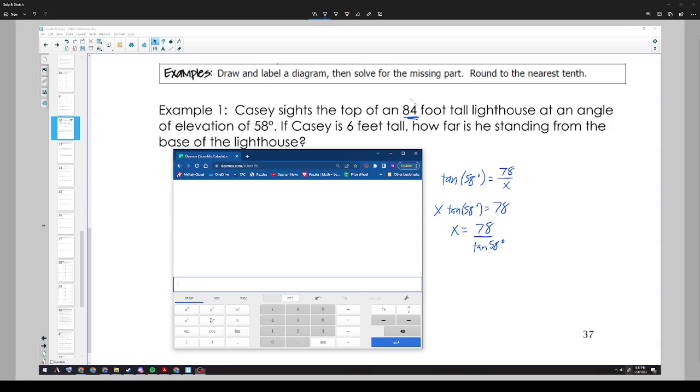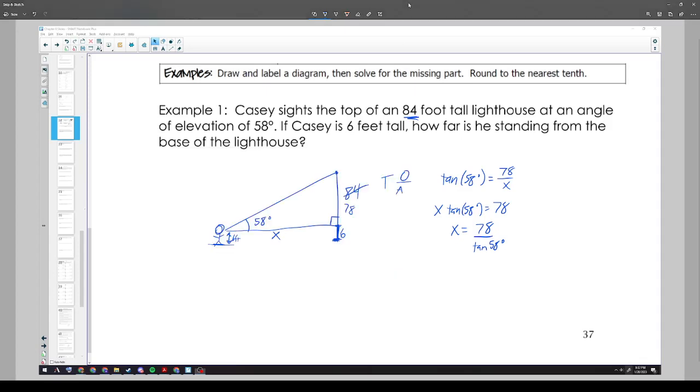So we are going to use the calculator, and we're going to round to the nearest tenth here. So we're going to do 78 divided by the tangent of 58. Again, always checking that our calculator is in degrees, not radians. So we would get a very different answer in radians. We'd get 9 instead of 48 feet. So nearest tenth, we have 48.73, so we're going to round to 48.7. So we have 48.7 feet.